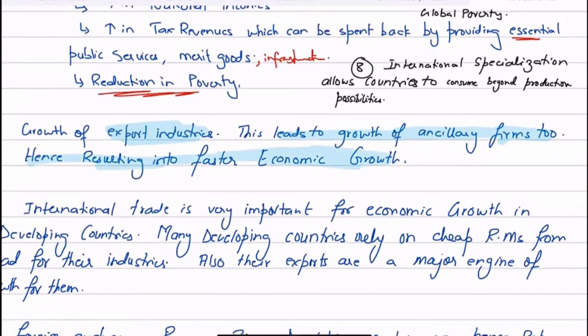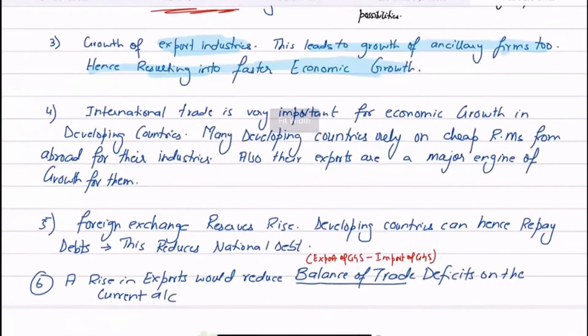Another advantage you can talk about is that, as far as developing countries and poor countries are concerned, international trade is very important, because it's very important for developing countries to export and to generate those export revenues so that they actually have foreign currency reserves coming in for the state.